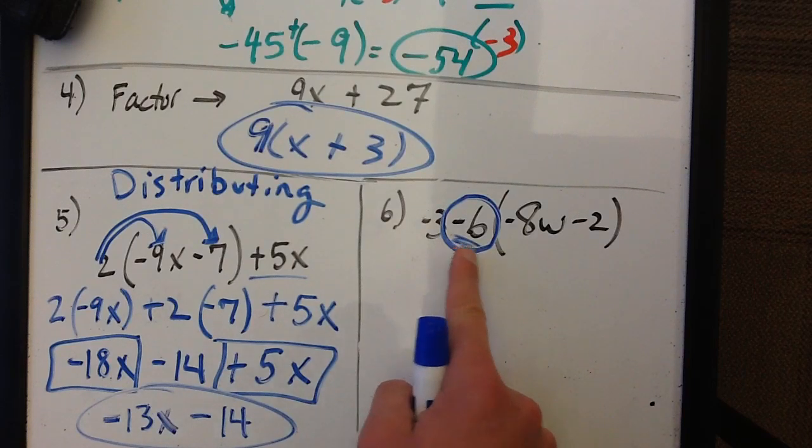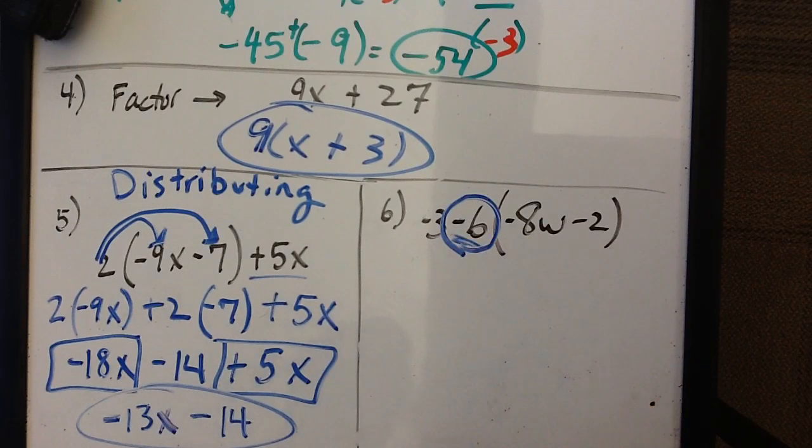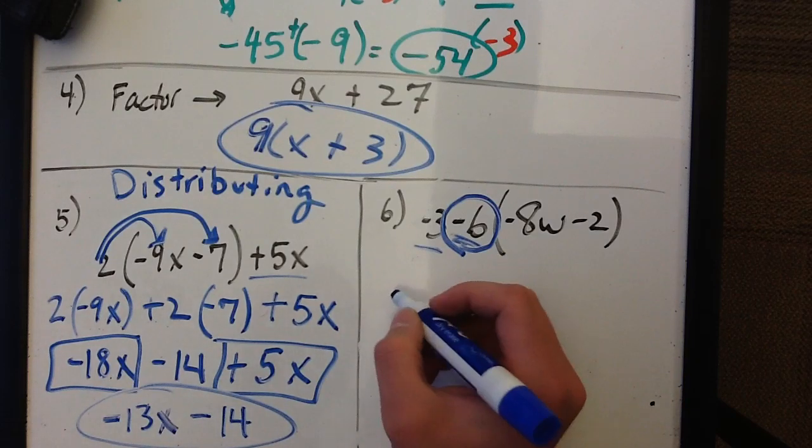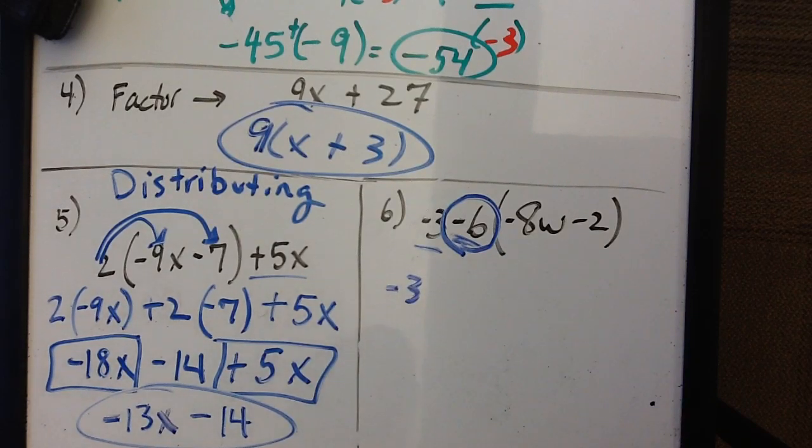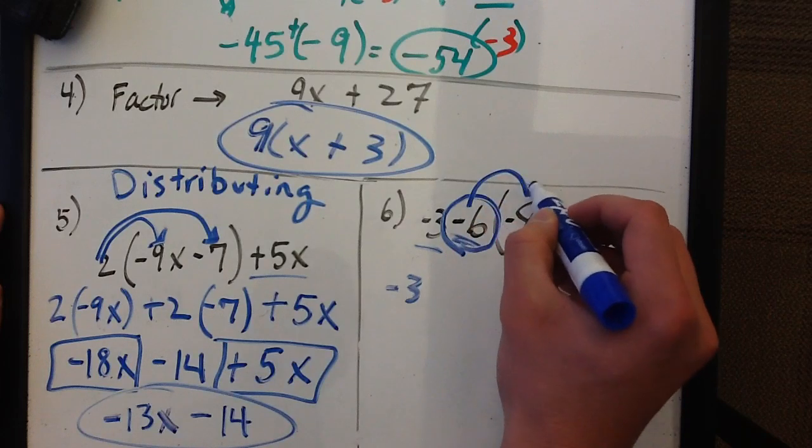So if you multiply a negative by a negative and a negative by a negative, you're going to get some positives, right? Because a negative times a negative is a positive. Now what do I do with this negative 3? Well, nothing yet. I just bring it down until after I distribute. So I show the rainbow to distribute.